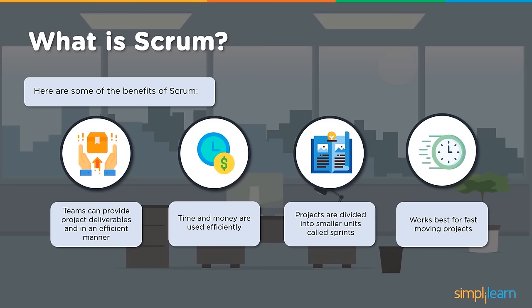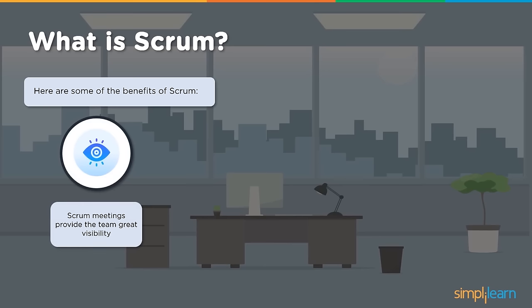Scrum meetings provide the team great visibility. Since there is a daily Scrum meeting, people speak about what they have done since the previous daily Scrum, what they have accepted, what they will complete, and what is complete. Is everything complete or is something pending? If it is pending, why is it pending? And what are you going to do before the next daily Scrum meeting? These are discussed and understood.